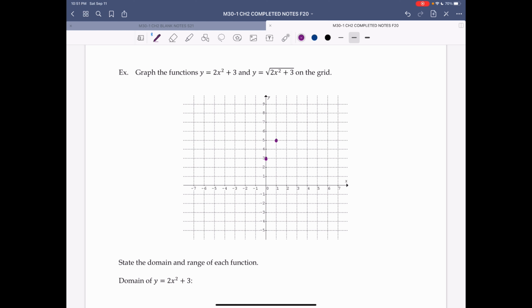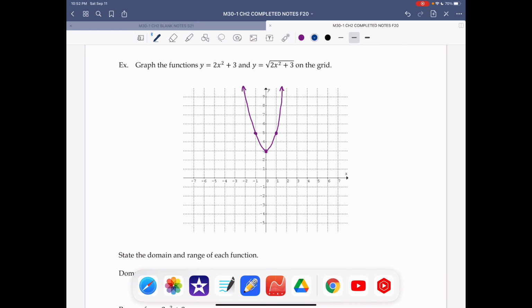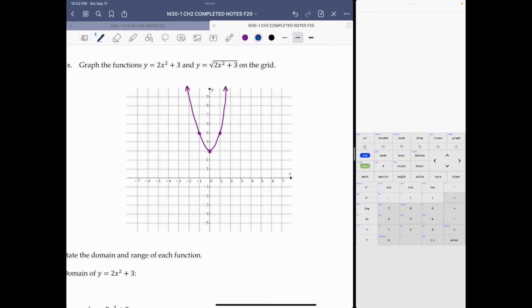And then if I put in negative 1, squared is positive 1, 2 times 1 is 2, plus 3, so we get when x is negative 1, y is 5. So here's the original quadratic. Then graph y equals square root of 2x squared plus 3. Let's take the square root of our y values. Square root of 3 is 1.73, so about there. Square root of 5 is 2.23, so dropping down from this point to about here, 2.23. And symmetrical on the other side.